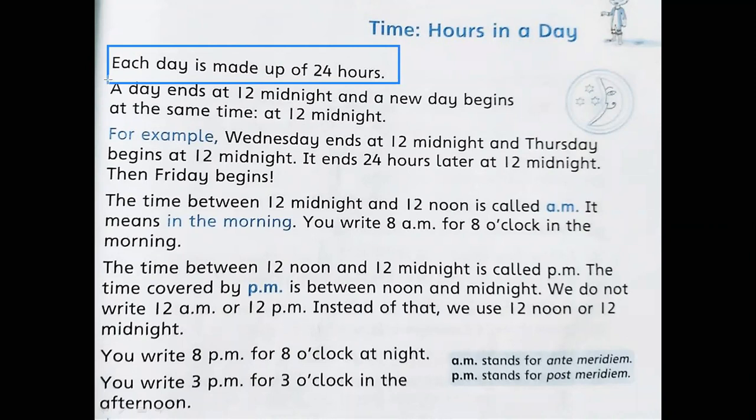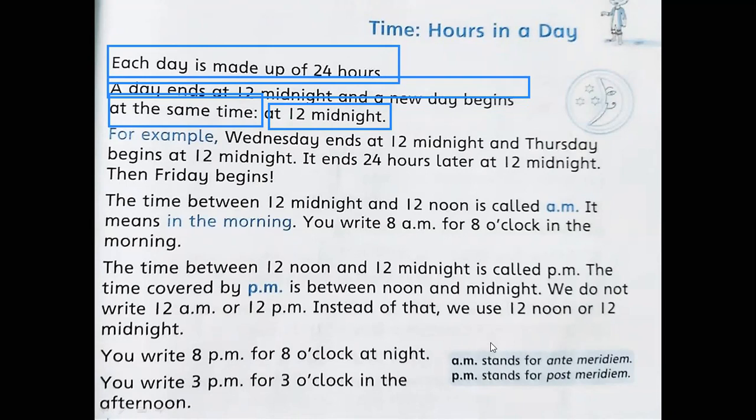Remember this statement: a day ends at 12 midnight and a new day begins at the same time, at 12 midnight. It means the starting and ending point of a day is the same. A day starts at 12 midnight and ends at 12 midnight. This is a very important thing.